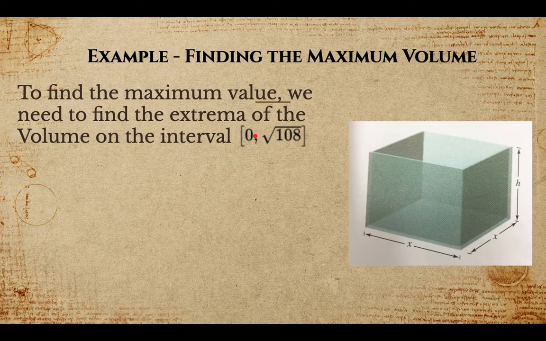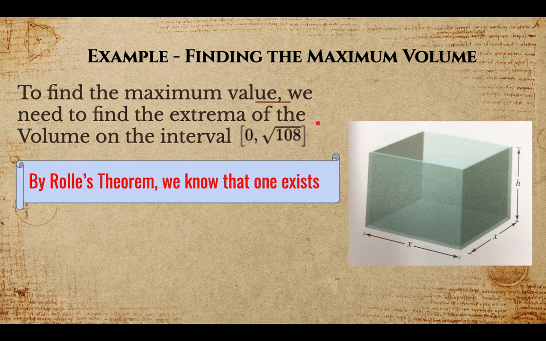Now, strictly speaking, I can't have a box with a length of 0. I can't have a box with a length of square root of 108. So why did we have equal to? Because to guarantee a maximum value, we need to have a closed interval. If it's not a closed interval, we cannot guarantee a maximum value. But also, by Rolle's theorem, we know that there is going to be a critical value. It has to be a maximum because the endpoints are going to be at 0, and the volume can't be negative, so it has to be positive, so it has to be a maximum. Again, Rolle's theorem says we're in good shape.